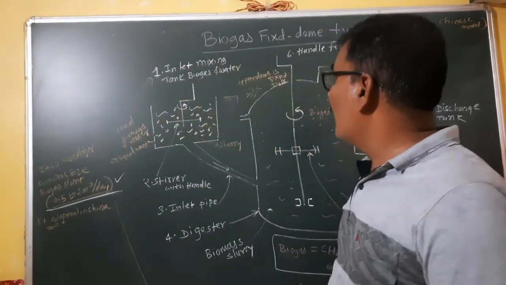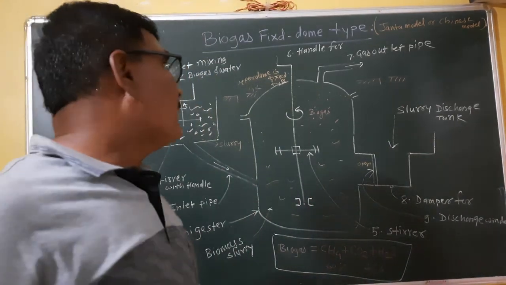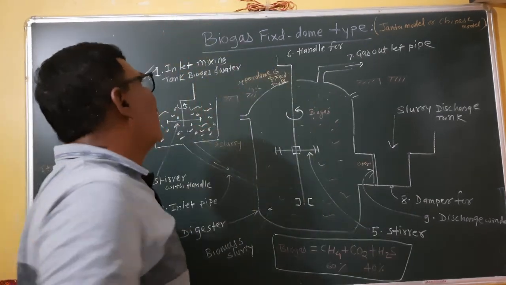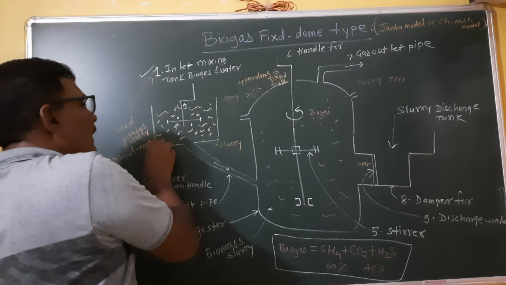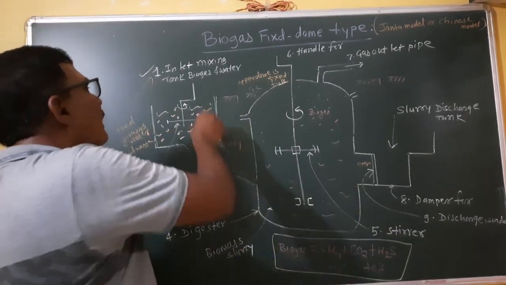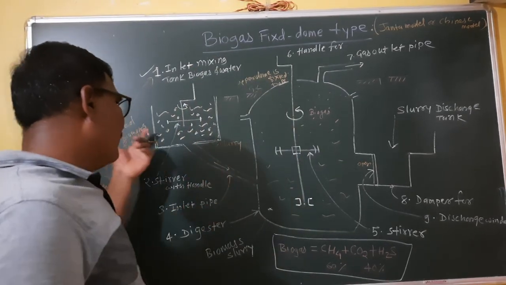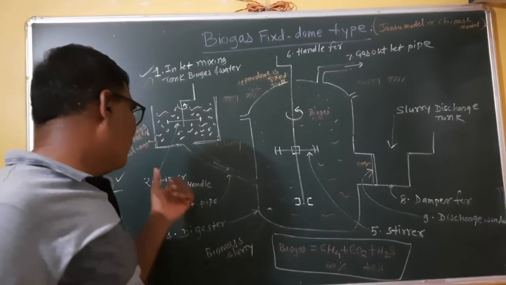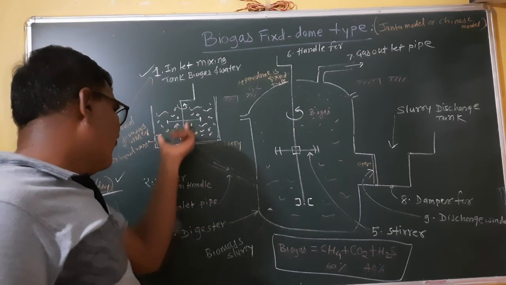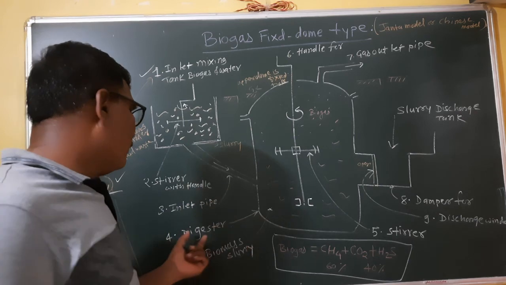This is very important for the fixed dome type of biogas plant. And these are the near about 9 points we have to discuss. First one is the inlet mixing tank for biogas and water. In the first step, the inlet mixing feeds water and biomass waste, which is stirred by using the stirring handle, and that is given to the inlet pipe to the digester tank. Here the second one is stirring with the handle. This can be supplied to the inlet pipe, and that inlet pipe is attached to the digester.